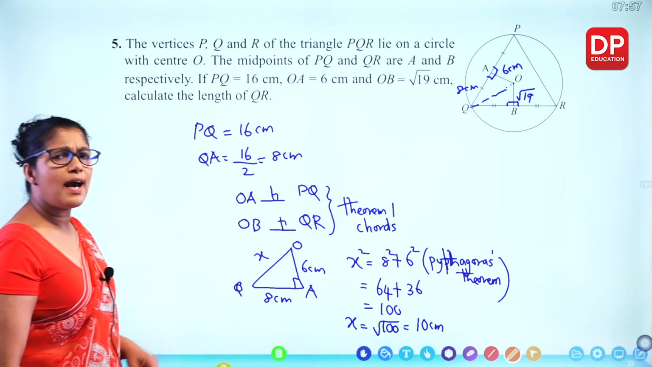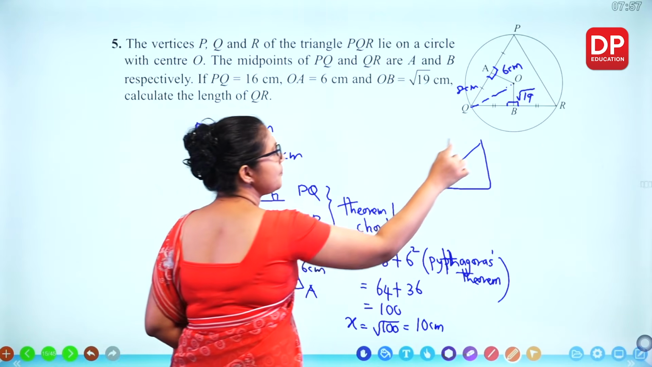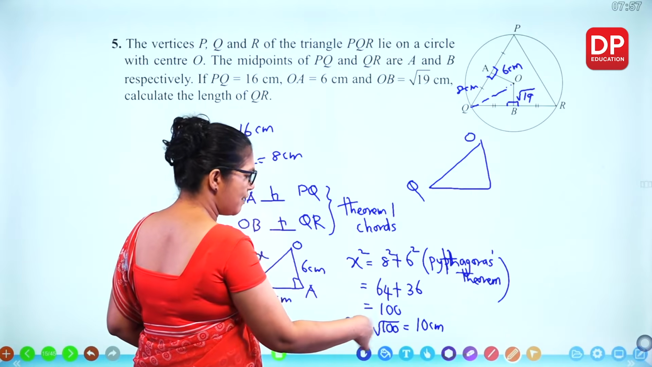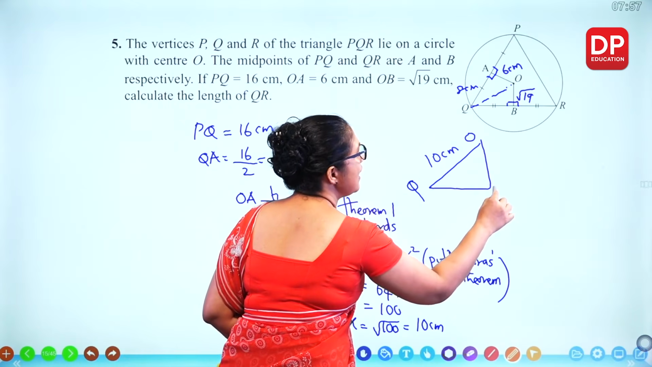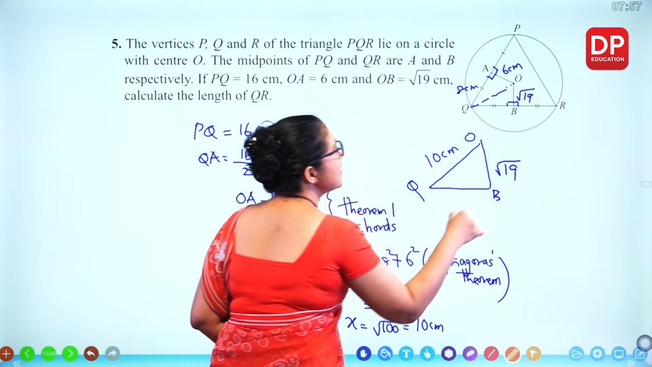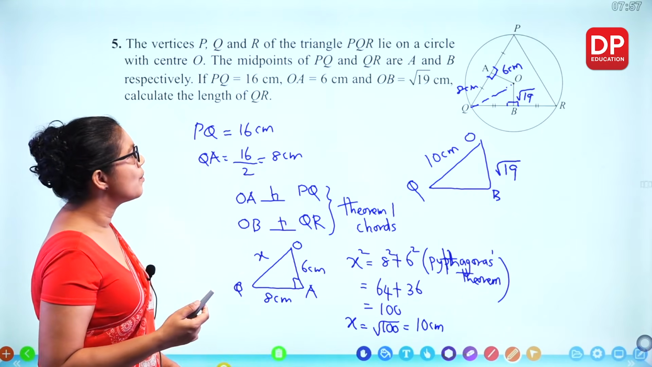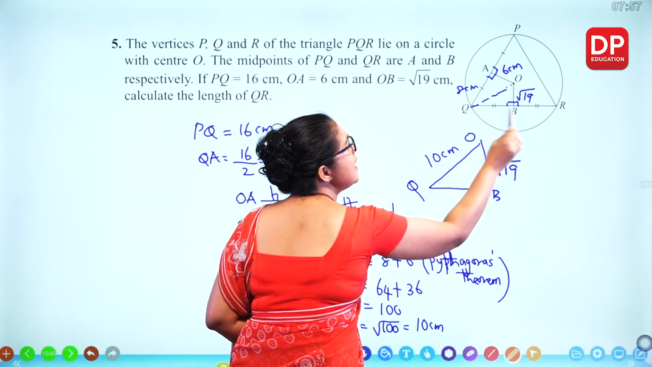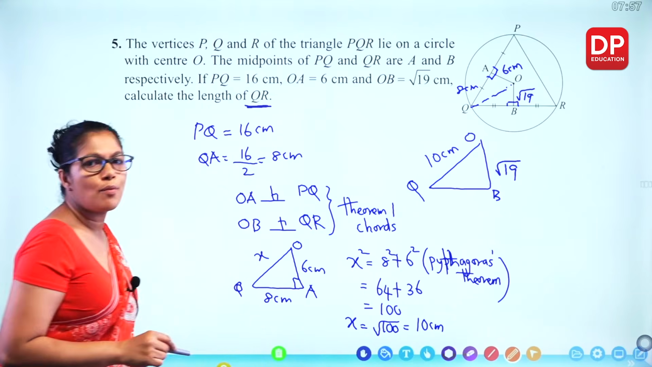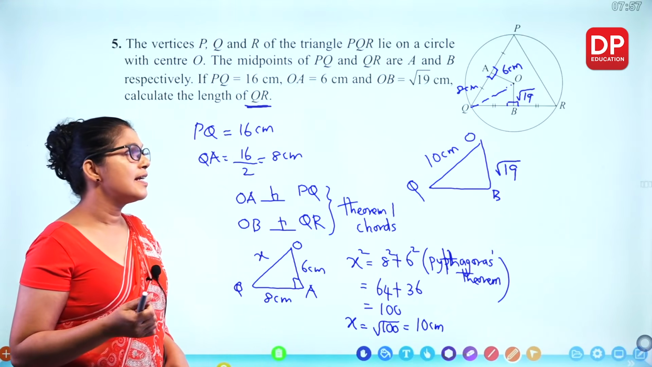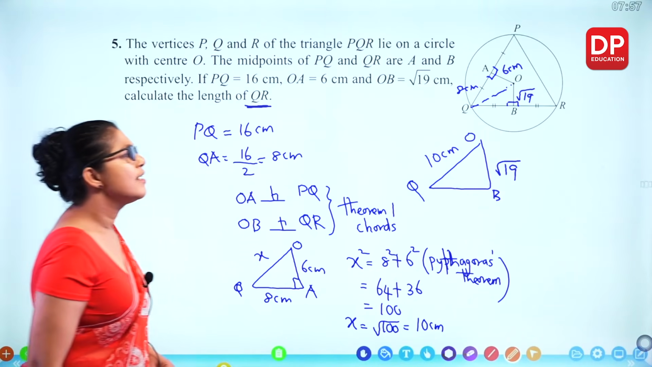Now look at the other triangle. Now when you draw the other triangle, this is OQ. Now we already found this is 10 centimeters. So we know OB is square root of 19. And we need to find out the length of BQ. Why? We need BQ because they are asking to find out the length of QR. So the length of QR is double of BQ because B is the midpoint of the chord.